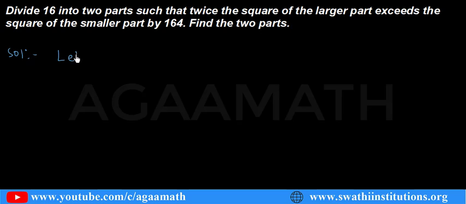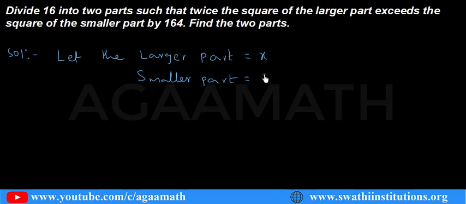Let the larger part equal x, and the smaller part, what would be the smaller part then? The smaller part equals 16 minus x. How? Because in the question itself it is given that 16 should be divided into two parts. So the sum of these two numbers should be 16. That's why 16 minus x.